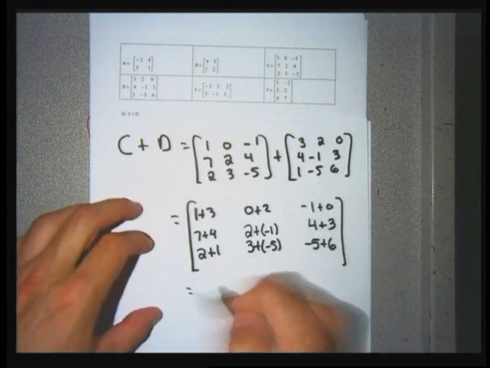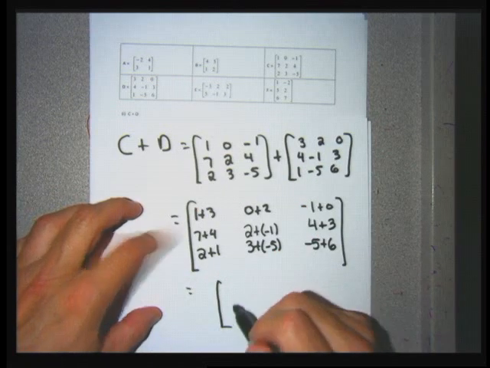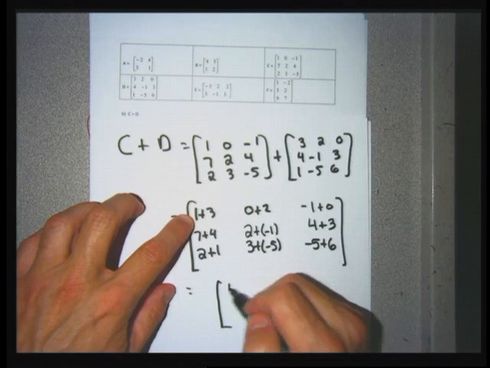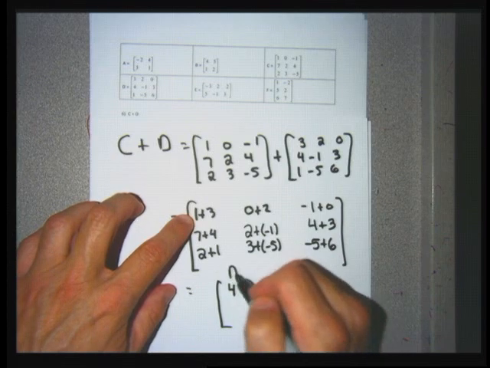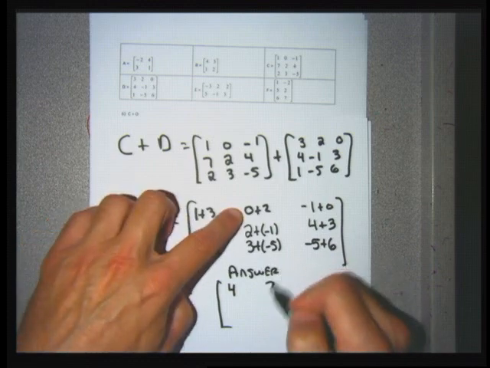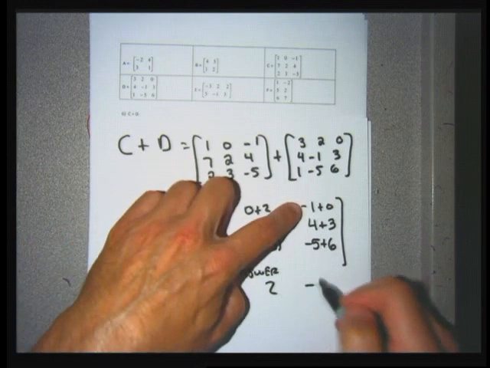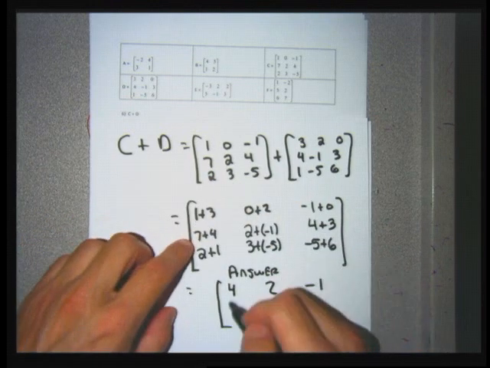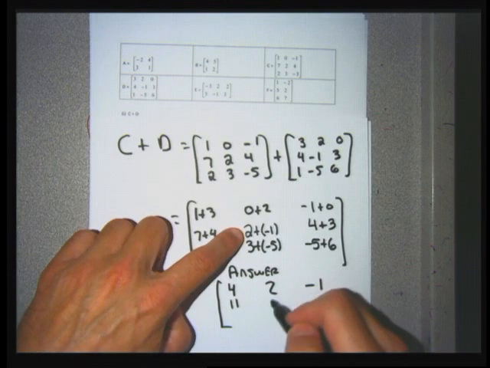Now I'm just going to do the addition or subtraction when the signs are opposite. So the first one, 1 plus 3 is 4. So this is going to give me the answer to what C plus D is. 0 plus 2 is 2. -1 plus 0 is -1. 7 plus 4 is 11. 2 plus -1 is 1.